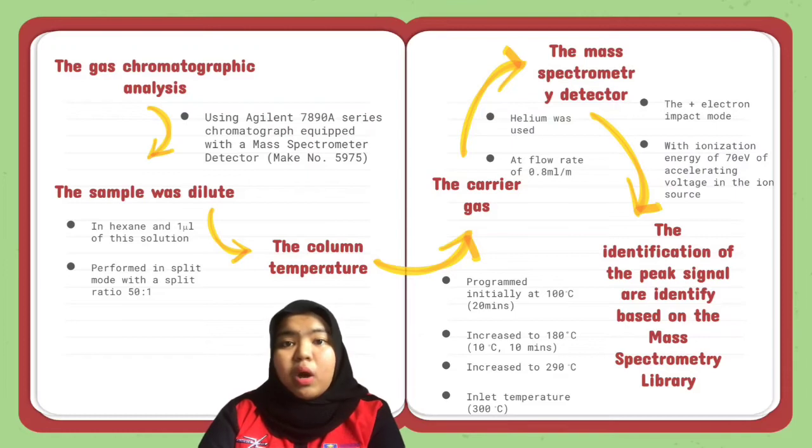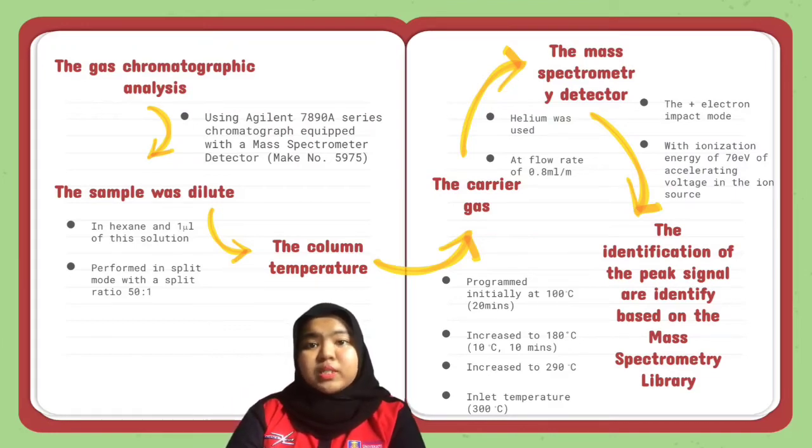The column temperature was programmed initially at 100 Celsius for 20 minutes and then increased to 180 Celsius at the rate of 10 Celsius per minute, for about 10 minutes, and then increased to 290 Celsius. The inlet temperature was set at 300 Celsius. For the carrier gas, helium was used at a flow rate of 0.8 ml per minute.